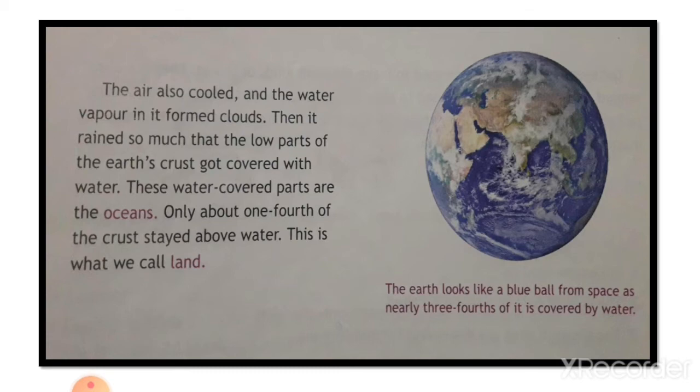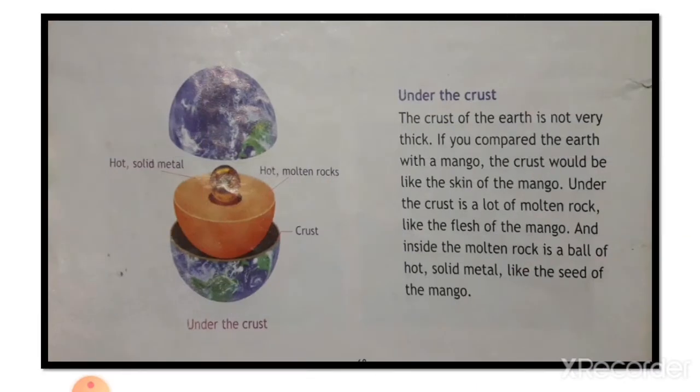The next one is about what is under the crust. The crust of the earth is not very thick. If we compare the earth with a mango, the crust would be like the skin of the mango. Under the crust is a lot of molten rock, like the flesh of the mango. And inside the molten rock is a ball of hot, solid metal, like the seed of the mango.